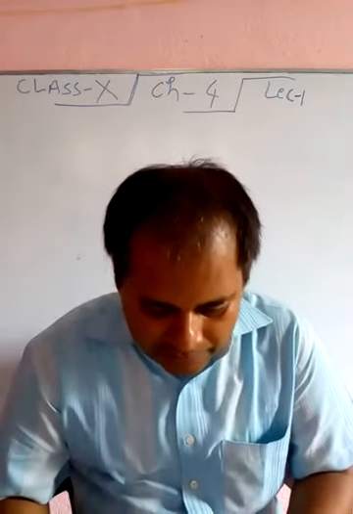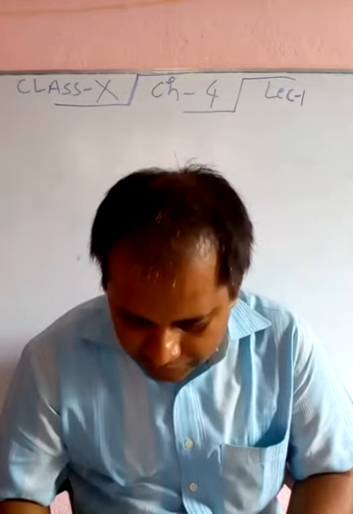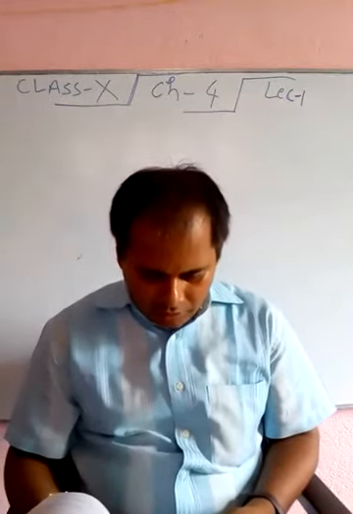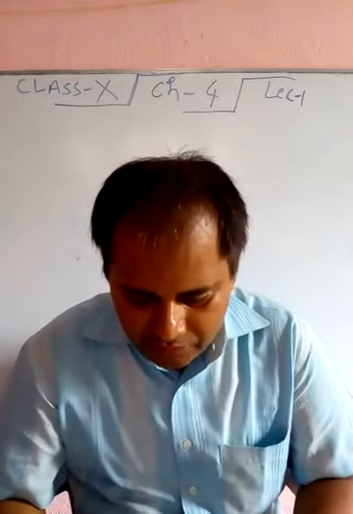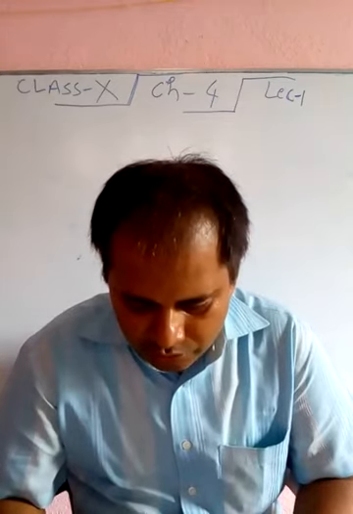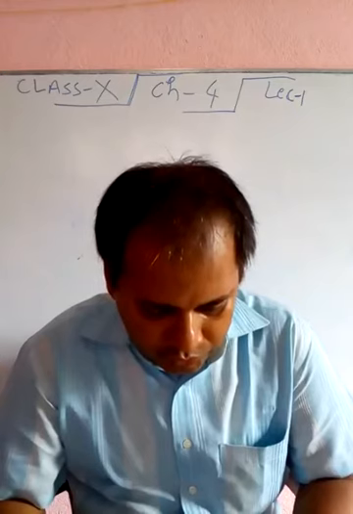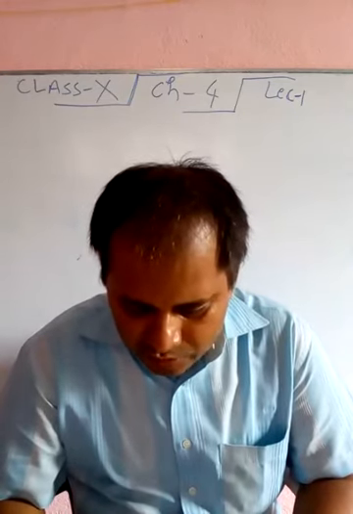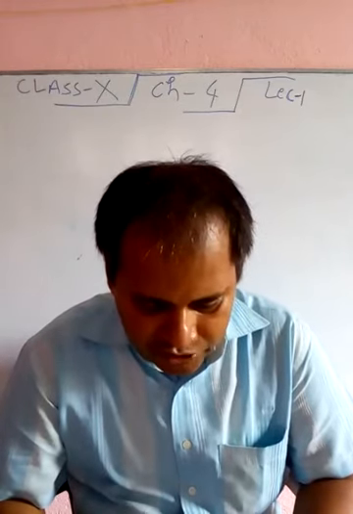4.1. In chapter 2, you have studied different types of polynomials. One type was the quadratic polynomial of the form ax square plus bx plus c, where a is not equal to 0. When we equate this polynomial to 0, we get a quadratic equation. Quadratic equations come up when we deal with many real life situations.